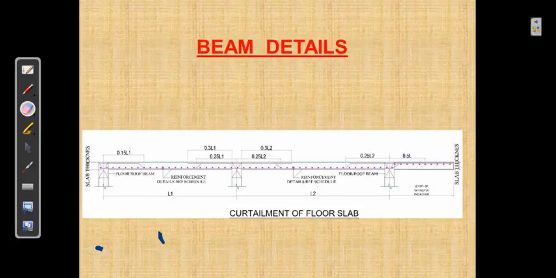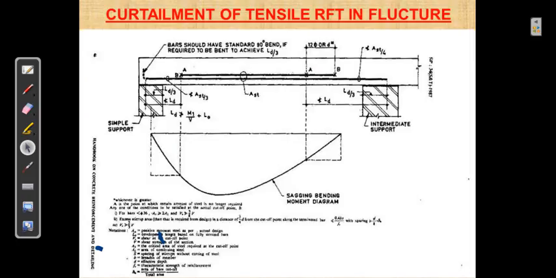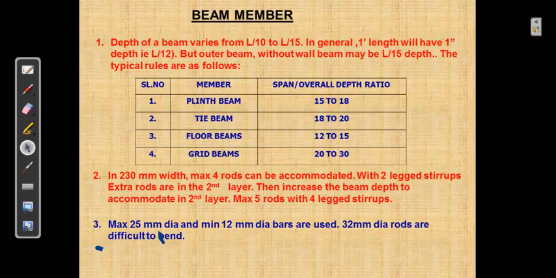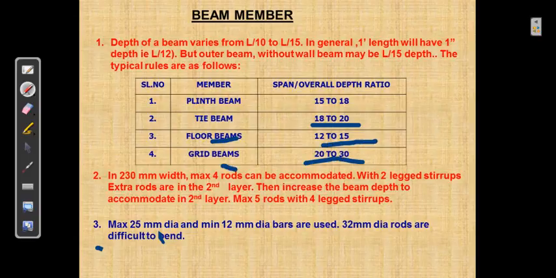Then beam details. See, for curtailment of the slab, 0.15, you already know these things. Then beam member, plinth beam. This is the main thing: the depth of beam varies from L by 10 to L by 15. Generally, the plinth beam has 15 to 18. That is the overall depth ratio. For tie beam 18 to 20, for floor beams 12 to 15, and for grid beams 20 to 30.